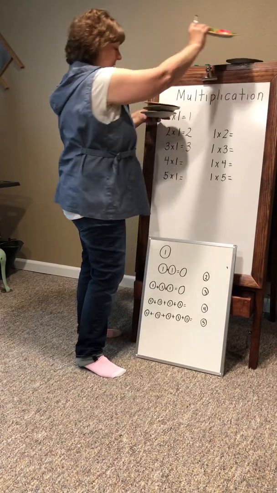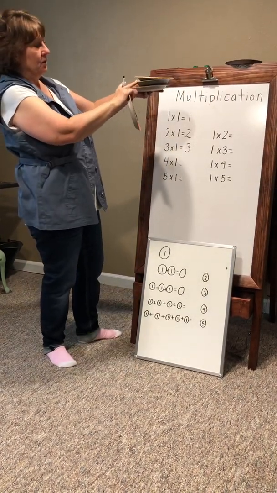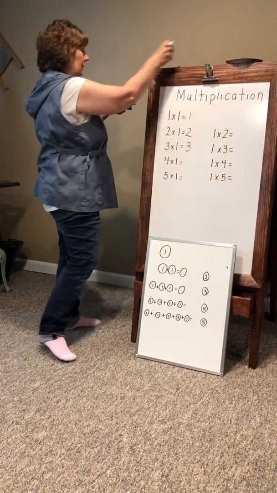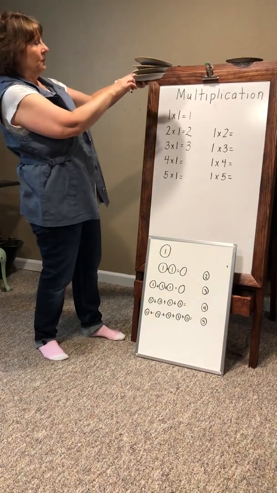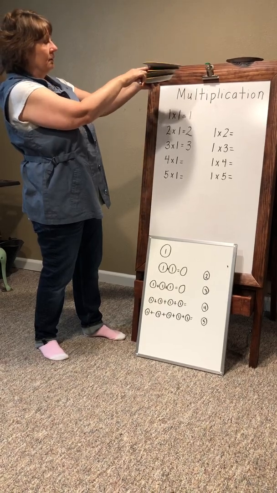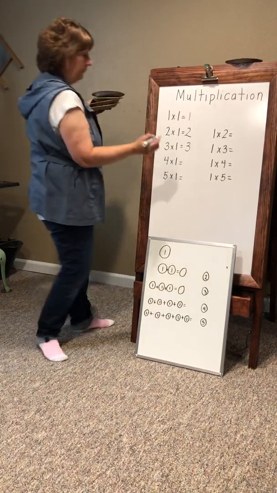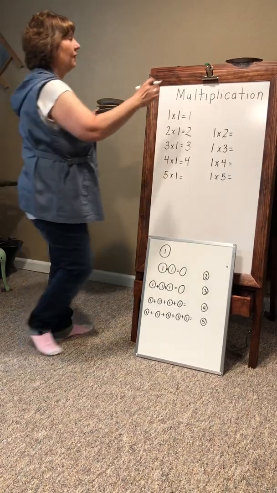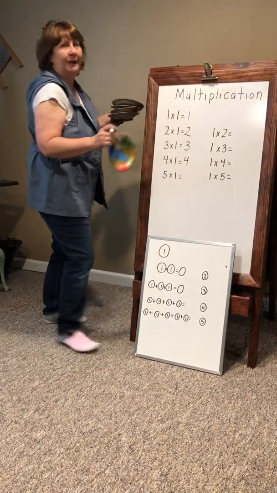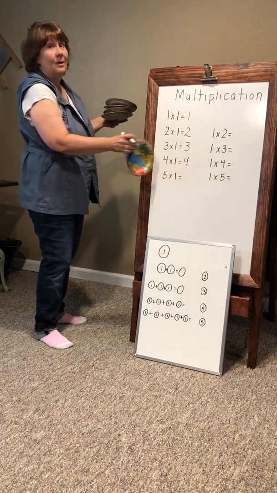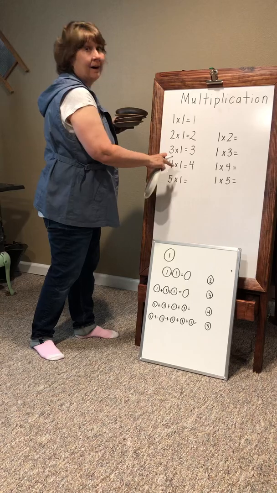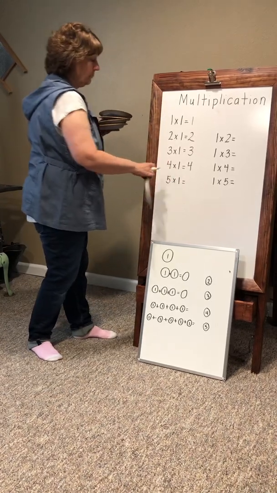1 on this plate, 2 groups, 3 groups. Here's my 4th group. There's 1 on this plate. 1, 2, 3, 4. 4 times 1 is 4. That seems strange because when we add 4 plus 1, it's 5. Multiplication is different in groups of, instead of just adding your 2 numbers.